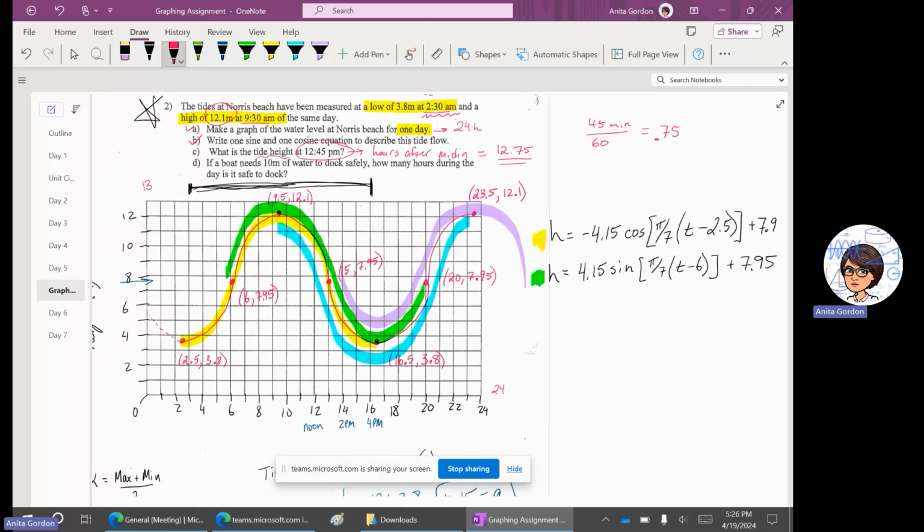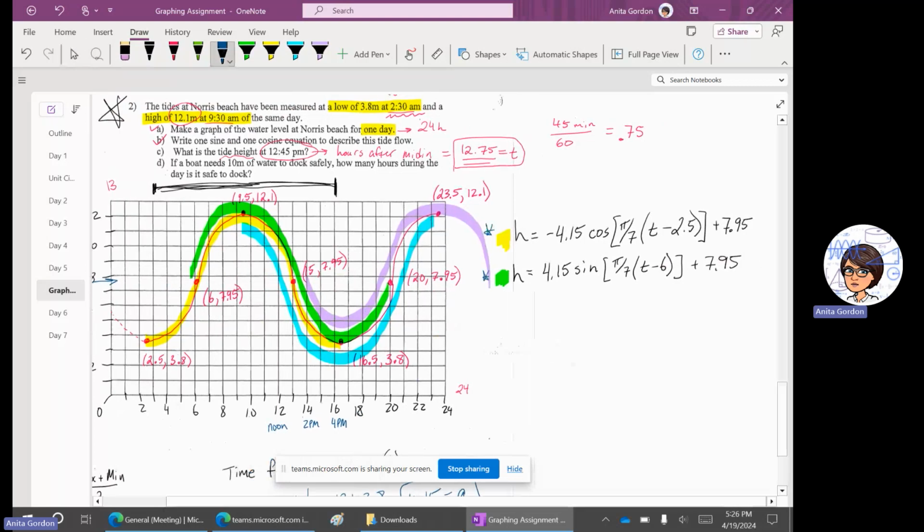So this is the time I am given, how long after midnight, and I'm asked for the height. To answer this, you're going to choose which equation you want to work with, whether it's the cosine or the sine wave. It really truly doesn't matter. So to answer C, I'm going to choose the first equation just because it's the first one. I'm going to find the height by using my calculator and literally typing this equation into my calculator.